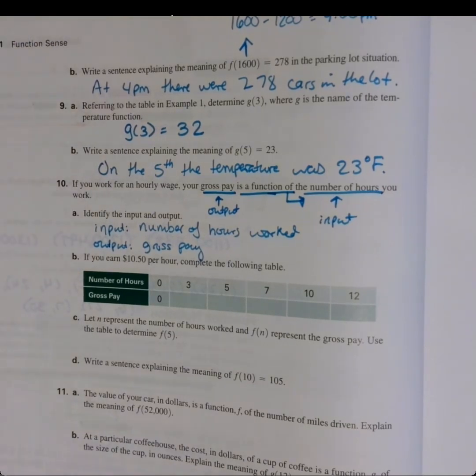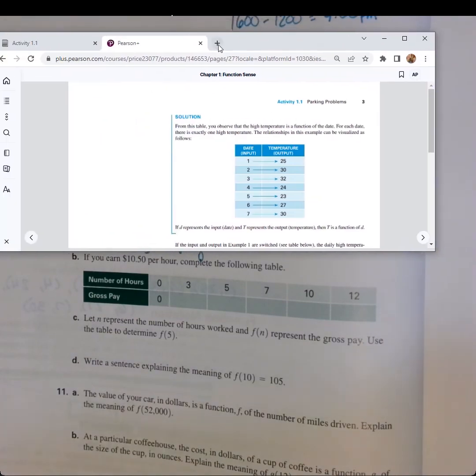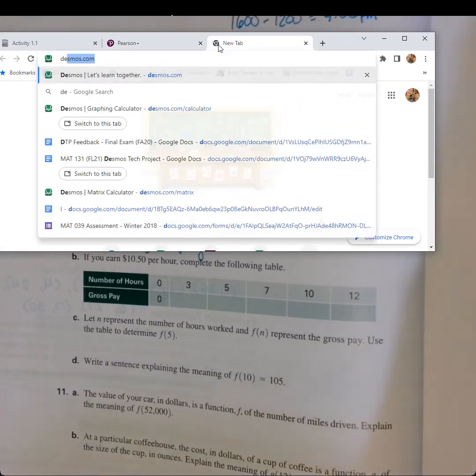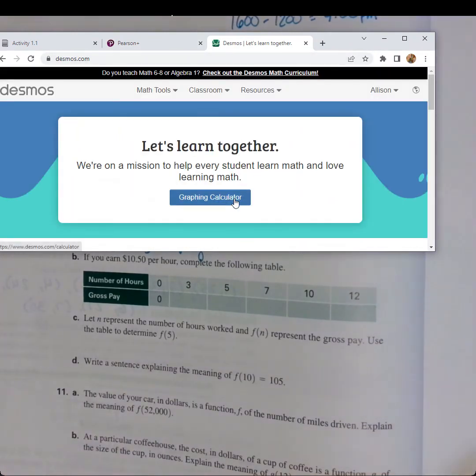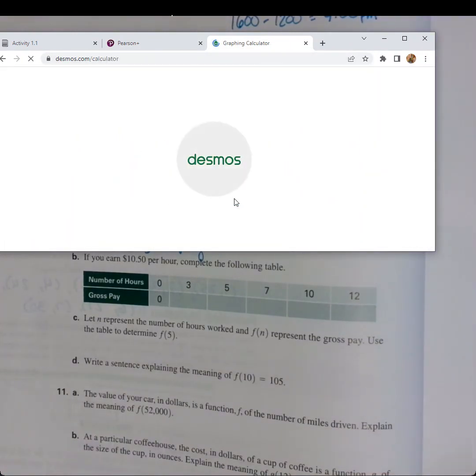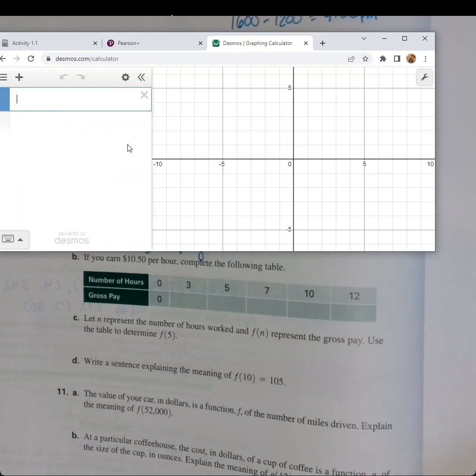If I earn $10.50 per hour, complete the following table. I'm going to grab my calculator. I'm actually going to open up a web browser, and the calculator that I'm going to use is Desmos.com, which you'll be using a lot in this class, so start to get used to it. I'm just going to do the multiplications here. So it's $10.50 per hour. I'm going to take $10.50 times 0 is 0, as you can already see.